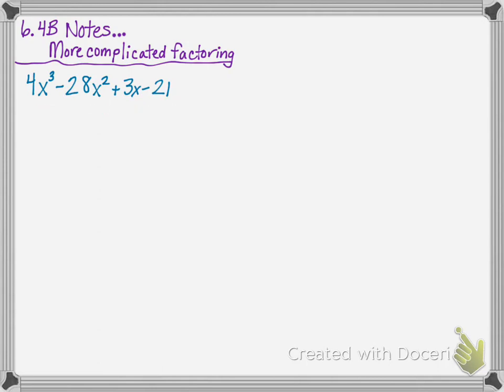What about the numbers then? 4, 28, 3, and 21. Is there anything that all of those numbers are divisible by? No. So we can't take anything out. You always want to check if you can take something out first because it usually makes things simpler at that point. So I know I can't take anything out.